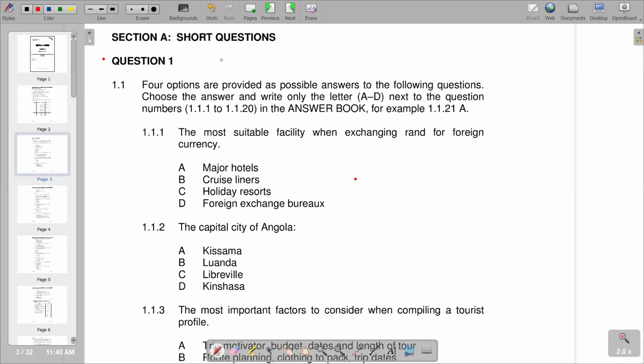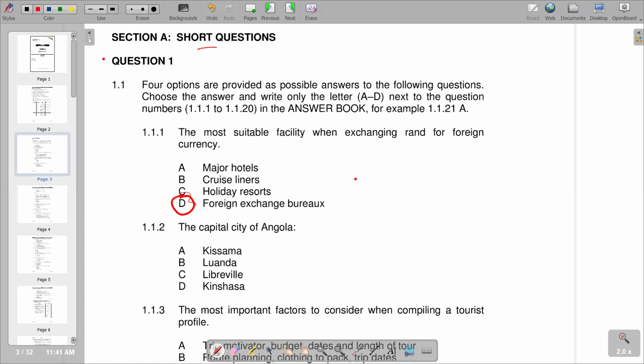We are looking at section A, and it's on short questions. And remember, our section A is compulsory. So our question reads: four options are provided as possible answers to the following questions. Choose the answer and write only the letter A to D next to the question number. So the first question is the most suitable facility when exchanging rand for foreign currency. We have got major hotels, cruise liners, holiday resorts, foreign exchange bureau. So you see that the correct answer that we have is D, which is the foreign exchange bureau.